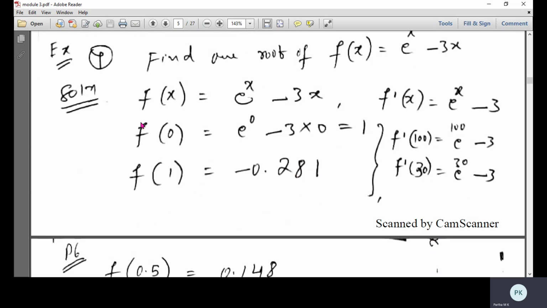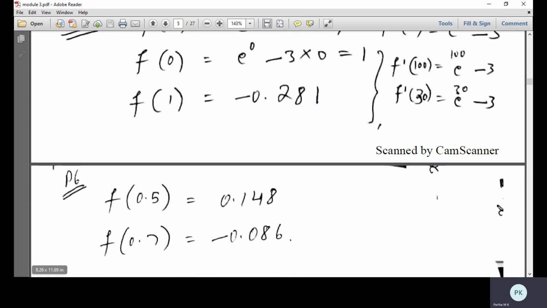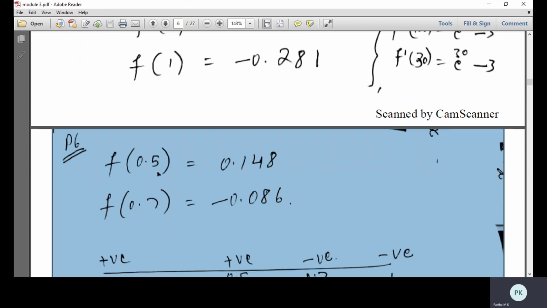So what I'm having: if I put x is equal to 0, e to the power 0 minus 3 into 0, you get a positive value. Put x is equal to 1, e to the power 1 minus 3 into 1, you are getting a negative value. So that means the root is between 0 and 1. Take f of 0.5, let me see. If I take f of 0.5, you are getting a positive value. If I take 0.7, you are getting a negative value.